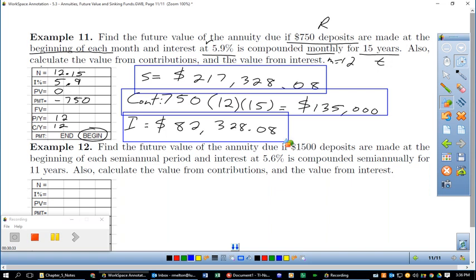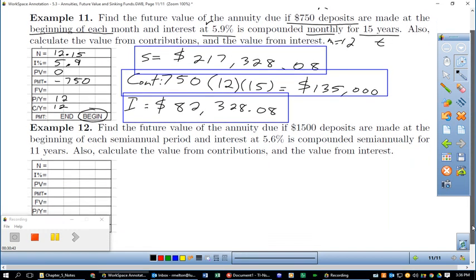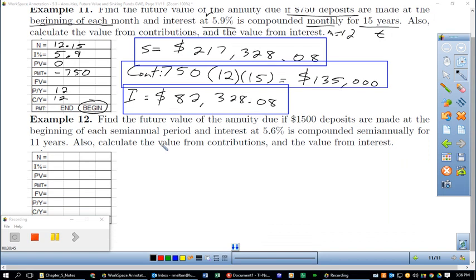And we're going to do almost the exact same thing for example 12. Find the future value of the annuity due if $1,500 deposits are made at the beginning of each semi-annual period, and interest at 5.6% is compounded semi-annually for 11 years. Also calculate the contributions and the value from interest. So annuity due, there's our deposit, capital R. Beginning of each semi-annual period, so that means m equals 2, twice a year. Interest, lowercase r, 5.6, compounded semi-annually for 11 years. There's our time.